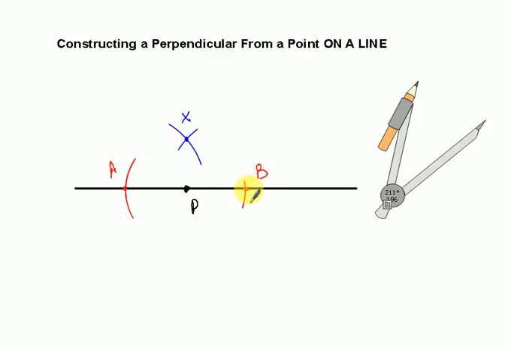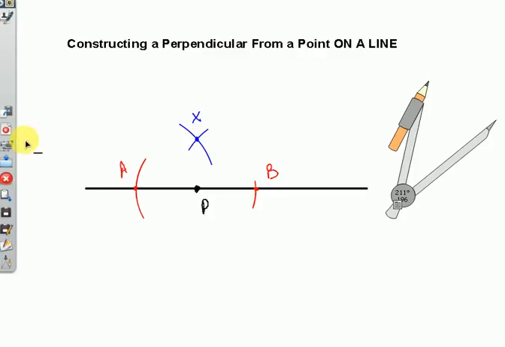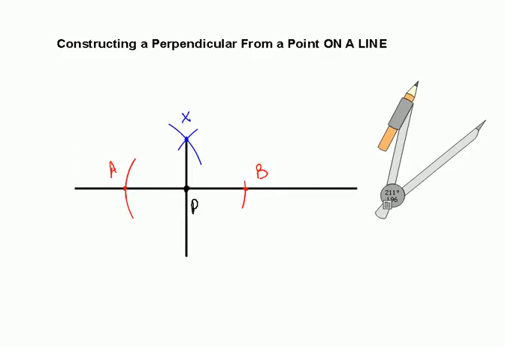Again, the more accurate you were with placing your pivot points and drawing your arcs, the more accurate your perpendicular will be. So let me use my straight edge now and connect these. And I'm going to go from X to P, and that looks pretty good. So I have made the perpendicular to this.